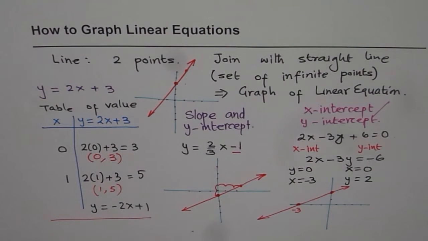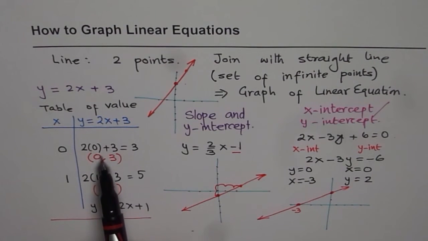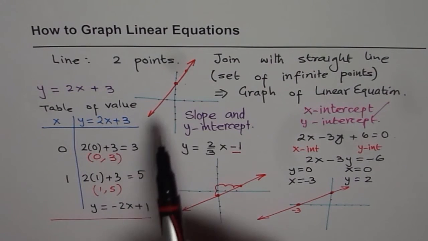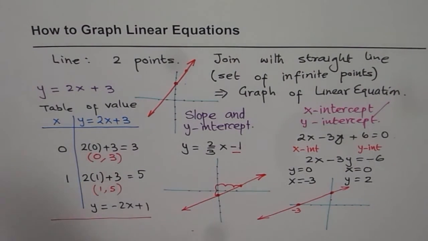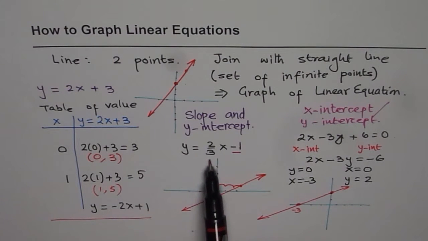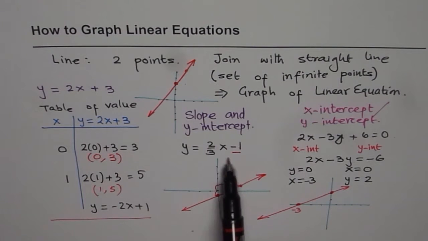So what we learned in this video is 3 techniques to graph a linear equation. First one is the table of values, which is a method which can be helpful for graphing any equation for that matter. Select a few x points, find the corresponding y values. They result in coordinate points in the form of x and y. Plot them on the graph, join them with a straight line. These are the steps.